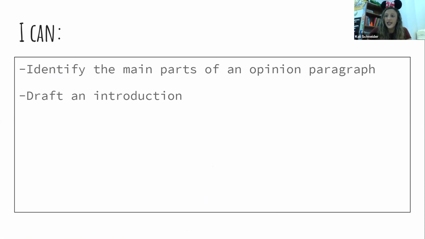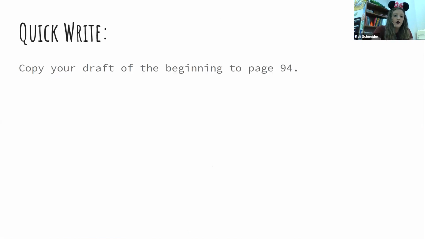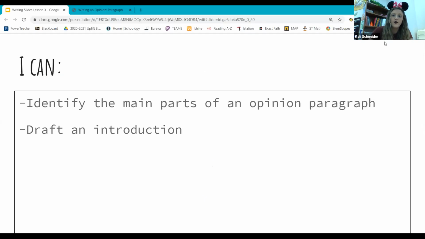Our objective for today is that I can identify the main parts of an opinion paragraph. So we are working to draft an introduction today. We're just focusing on what your opinion is to make that beginning. That will be at the end, what we're going to do.